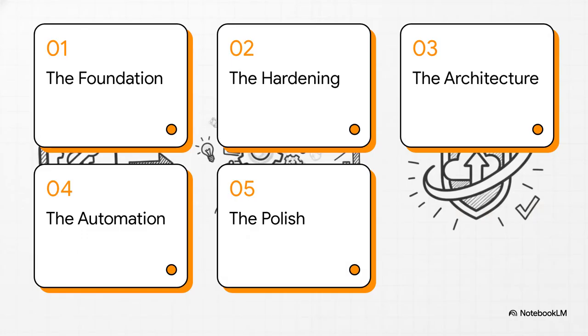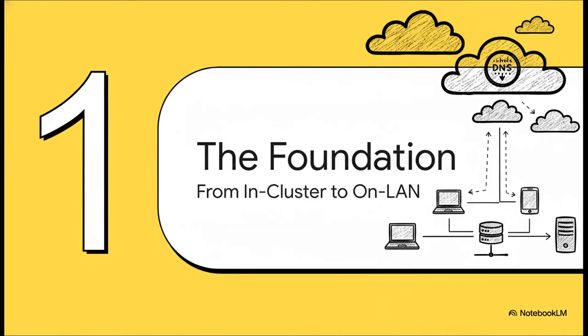Okay, so here's our game plan. We're going to walk through 5 stages that I think you'll find pretty familiar if you've ever built anything for real. We start with the basics, then we harden it, we rethink the architecture, we automate everything we can, and finally, we add that professional polish that really makes a difference. All right, first things first, the foundation.